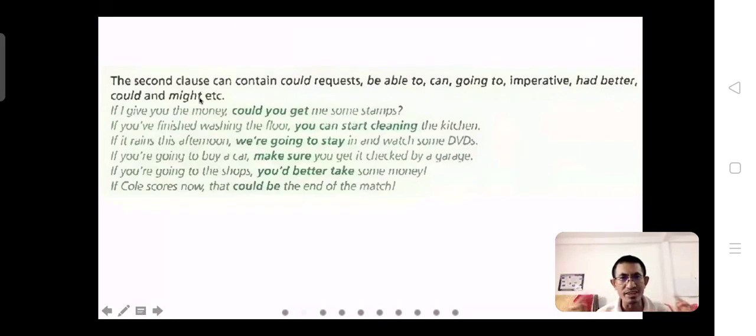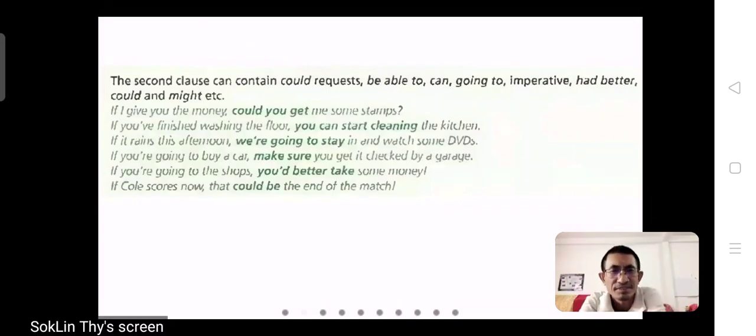What do we call "get something done"? The meaning is like passive. Anybody know?